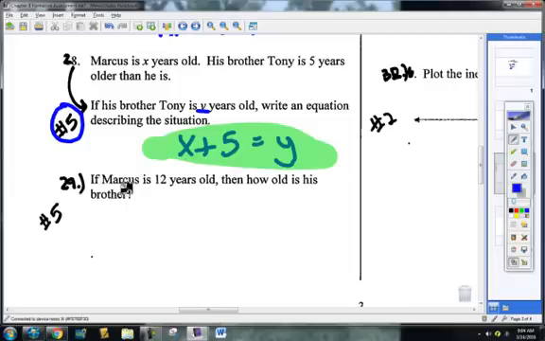Okay? Now, if Marcus is 12 years old, then how old is his brother? Well, what is it going to be? 17. 17, you got it.